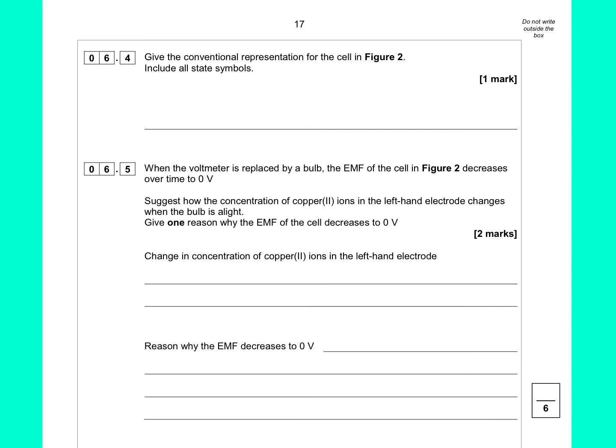So 6.4 is interesting. You're being asked for the conventional representation. If you remember the acronym ROOR, reduced, oxidised, oxidised, reduced. And this is interesting because both the left-hand and right-hand cells are the same system, even if they're not in standard states. So we've got copper solid turning into copper 2 plus aqueous on the left-hand cell. And then on the right-hand cell, we've got copper 2 plus aqueous turning into copper. And the arrows just remind you how the species change and what the conventional representation shows.